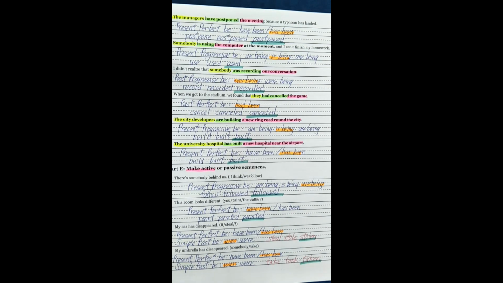Number 3. Somebody is using the computer at the moment and I can't finish my homework. Subject, somebody. Verb, is using. Object, the computer. Is using, present progressive. Present progressive be verb: am being, is being, are being. Verb: use, used, used.